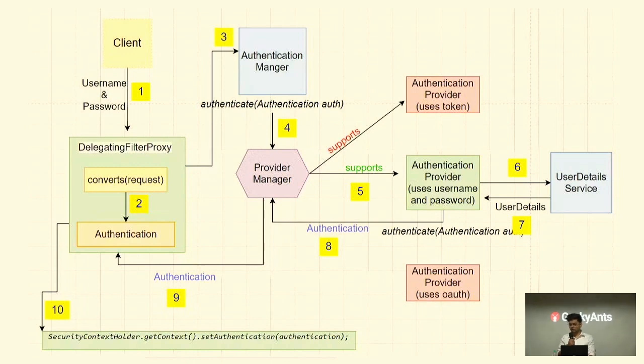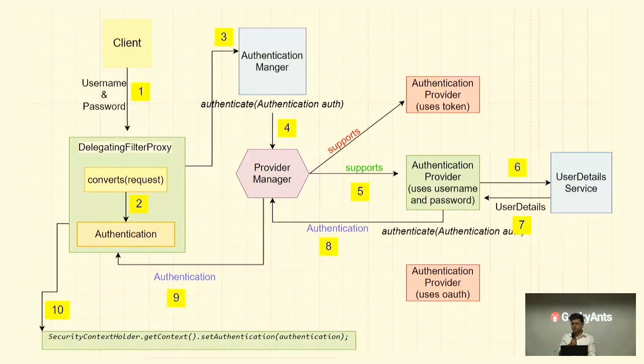So here, what will happen is the authentication provider will create an authentication response object and then pass it to the provider manager. And later, the provider manager will pass the same object to the authentication part that is available in the delegating filter proxy. So at this point, the client has been authenticated. We have verified the user already exists in our database, and now we have to allow him to access the resources in our application. So after this, at step 10, we make use of the security context holder, and we set this authentication object in the security context holder.